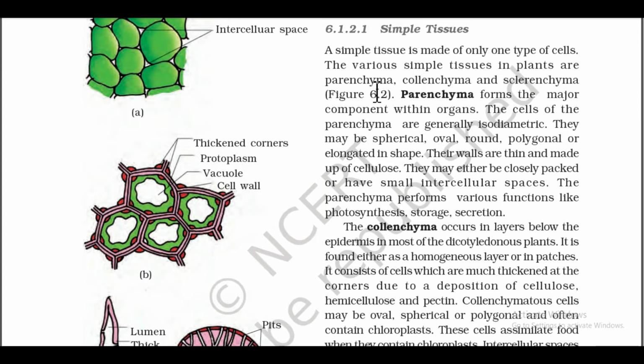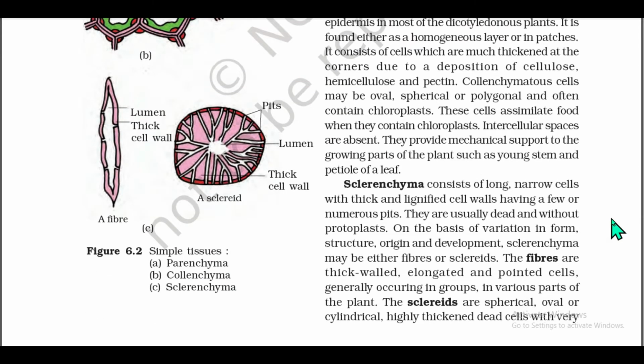Figure 6.2. Parenchyma forms the major component within organs. The cells of the parenchyma are generally isodiametric. They may be spherical, oval, round, polygonal or elongated in shape. Their walls are thin and made up of cellulose. They may either be closely packed or have small intercellular spaces. The parenchyma performs various functions like photosynthesis, storage and secretion.